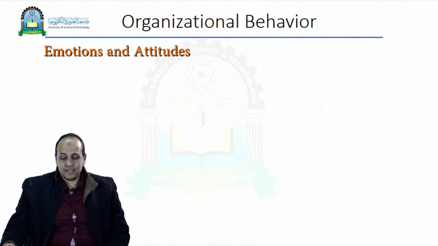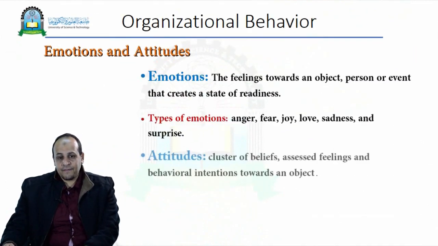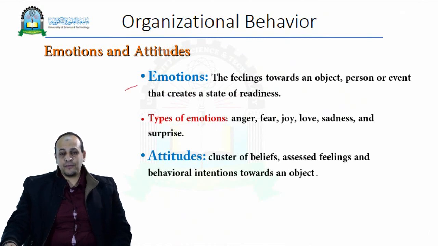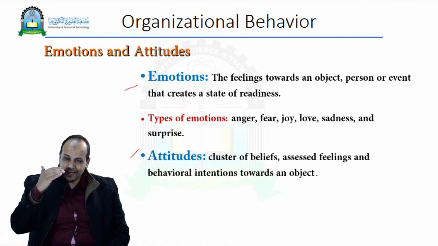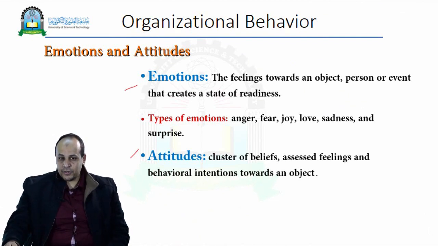So here, emotions and attitudes, which are clusters that affect people's behavior, we have two keywords, emotions and attitudes. Now, these are important issues we need to understand so that we can understand how values are actually created and then how such values affect our behaviors. So this comes like a process. The first one, we have emotions. Emotions are actually the feelings towards an object or towards a person, or sometimes toward an event, which creates a state of readiness. Examples of emotions can be anger, fear, joy, love, sadness, and surprise.